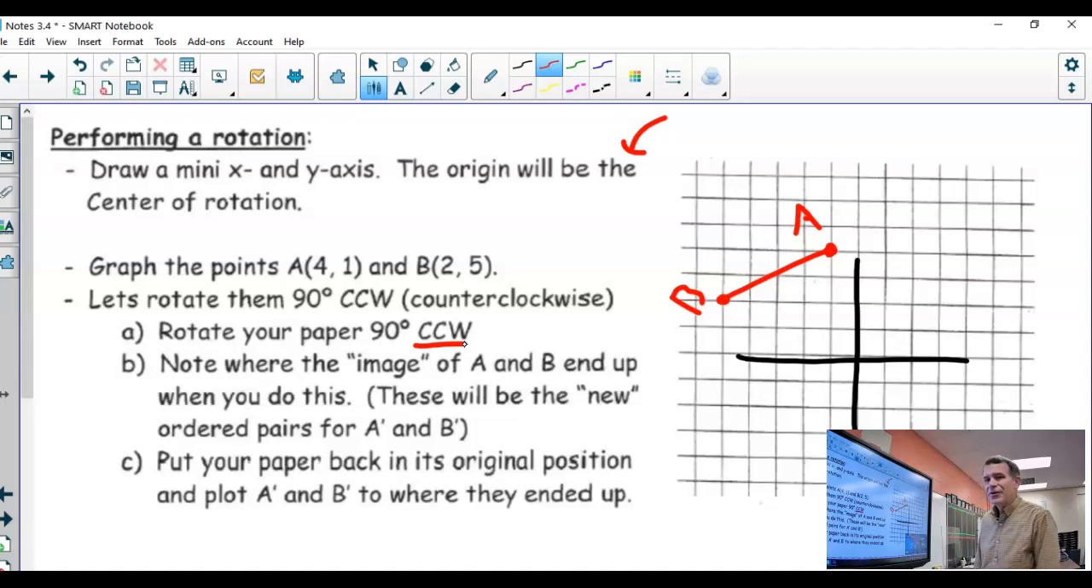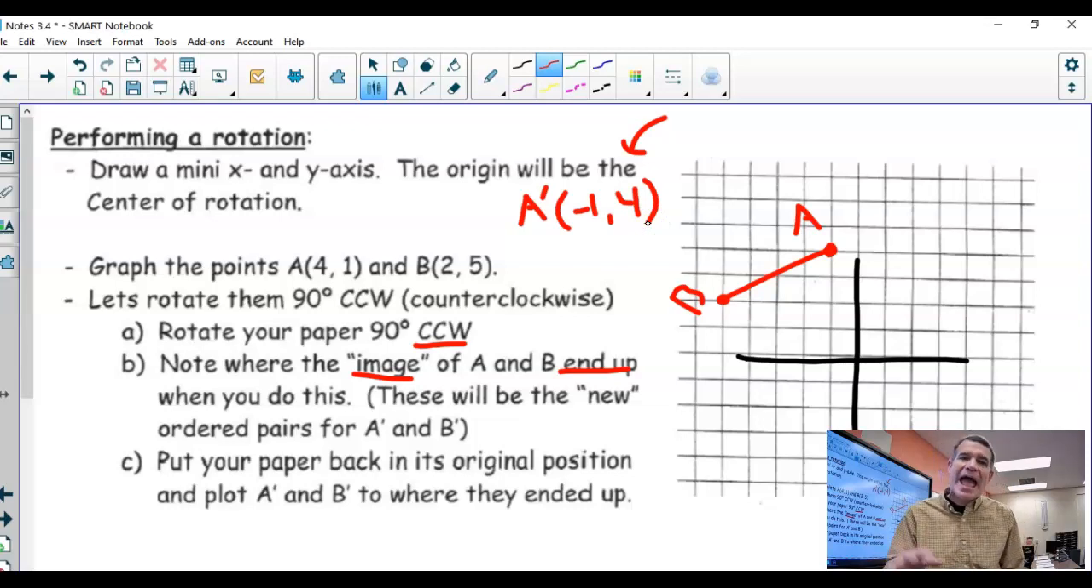So, of course, after we rotate it, we want to note where the image of A and B end up. A ends up at -1, 1, 2, 3, 4. So A prime is at -1, 4. That is where A ended up after the rotation. And B prime, after it was rotated, 1, 2, 3, 4, 5, -5, 2. That is where they ended up.